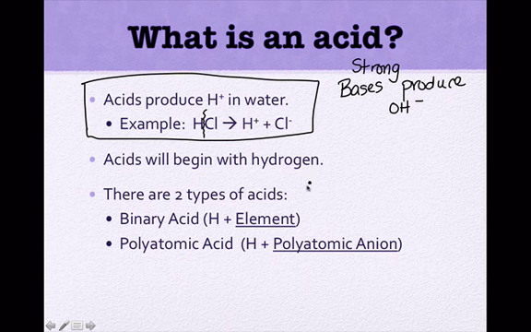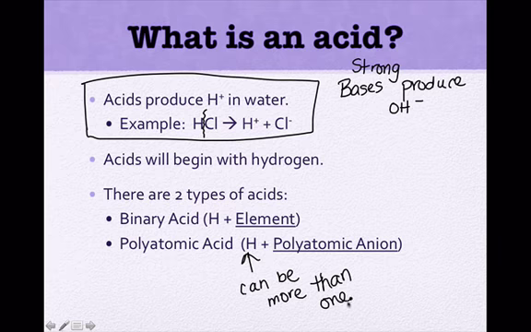And then you need to know that there's two types of acids. There's a binary acid, which is a hydrogen or hydrogens attached to a single element, and there's also polyatomic acids where the hydrogen is attached to a polyatomic anion. Now, this does not have to be just a single hydrogen. This can be more than one hydrogen. So it's important that you remember that.